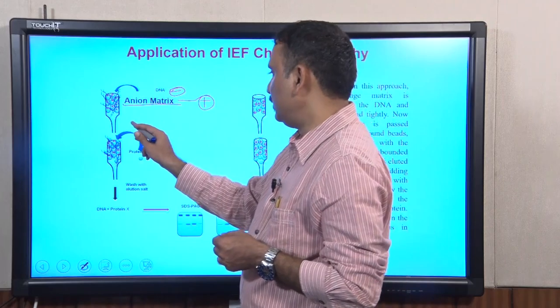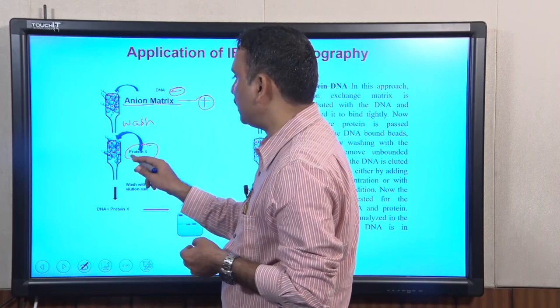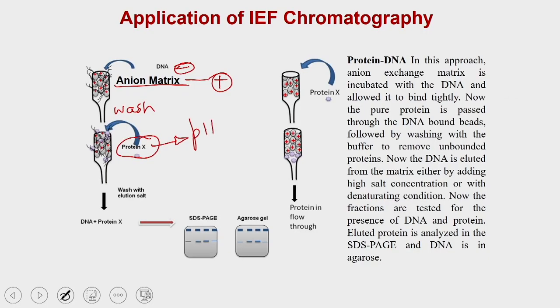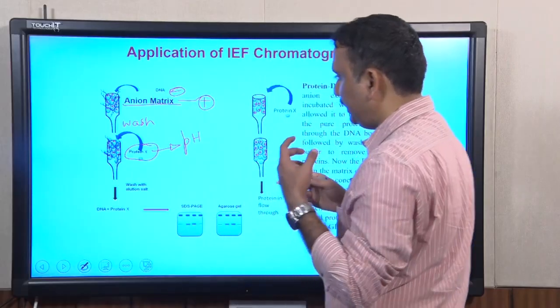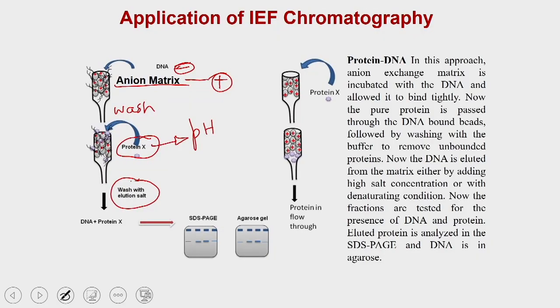In the second step, you wash the beads so that whatever DNA is non-specifically binding to the matrix beads is removed. And then you flow the protein onto this column. If this protein interacts with the DNA, it is going to bind the DNA instead of the matrix, because this protein should not have affinity for the anion matrix at this pH. You can optimize the pH in such a way that the protein will not bind the anion matrix, and now you can elute this whole complex with the help of a salt. When you do so, the DNA and protein complexes will be removed.